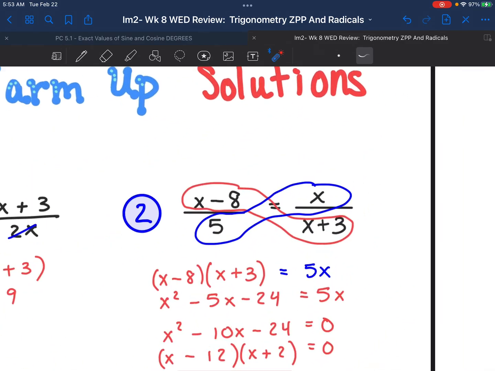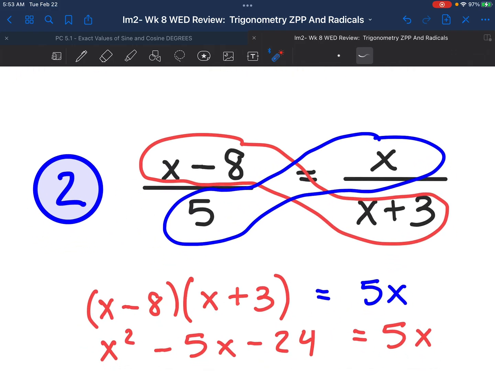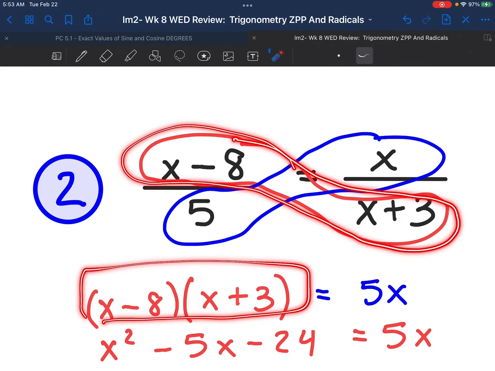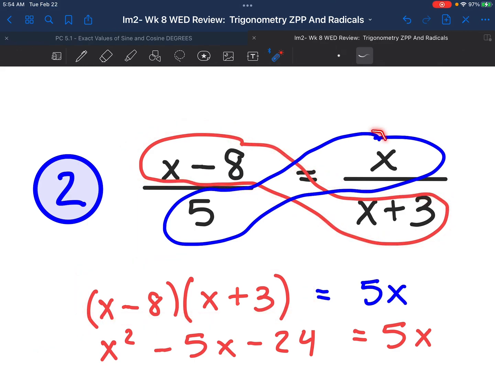Okay, let's look at number 2, the cross multiplication proportion. So just remembering when we have the x minus 8 times x plus 3 to correctly multiply that out. So you should get x squared minus 5x minus 24. And multiply the other diagonal, which is just 5x.